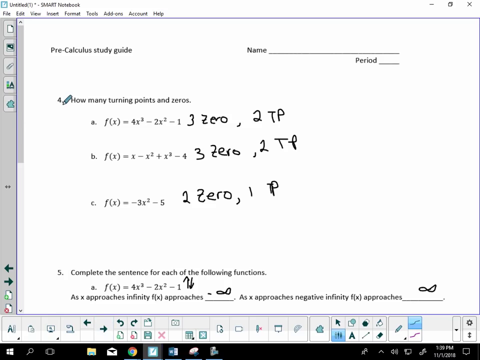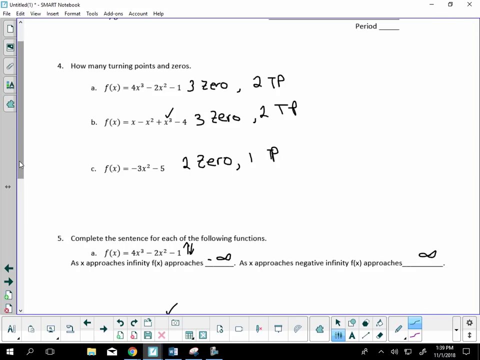On four, don't overthink this one. The zeros are your highest power, and the turning points is one less. So for A, you've got three zeros, two turning points. There's my highest power, three zeros, two turning points. And on the last one, two zeros, one turning point.